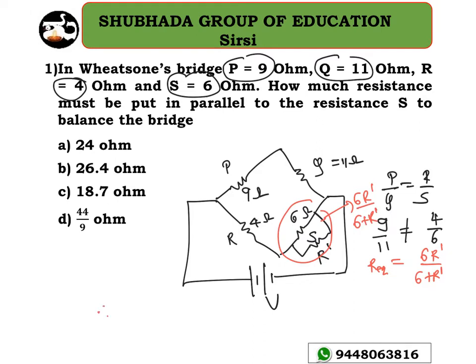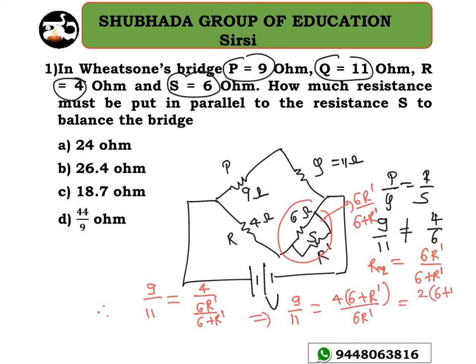So therefore P by Q, that is 9 divided by 11, is equal to R, that is 4, divided by 6 into R dash divided by 6 plus R dash. So simplify it now. So how much will you get? 9 divided by 11 equal to 4 into 6 plus R dash divided by 6 times R dash, that is equal to 2 into 6 plus R dash divided by 3 times R dash, correct? So let me take a fresh page here.